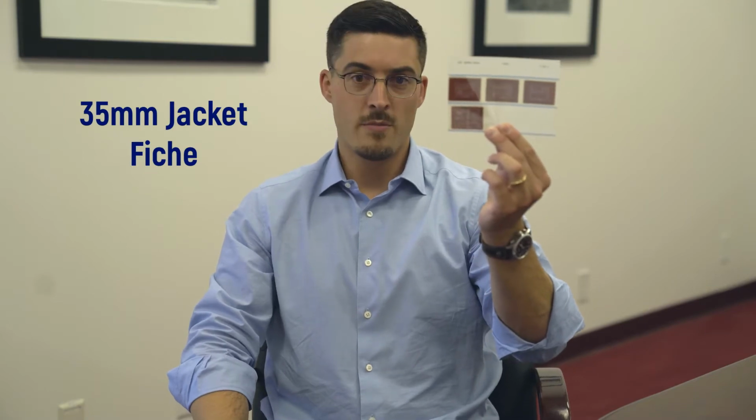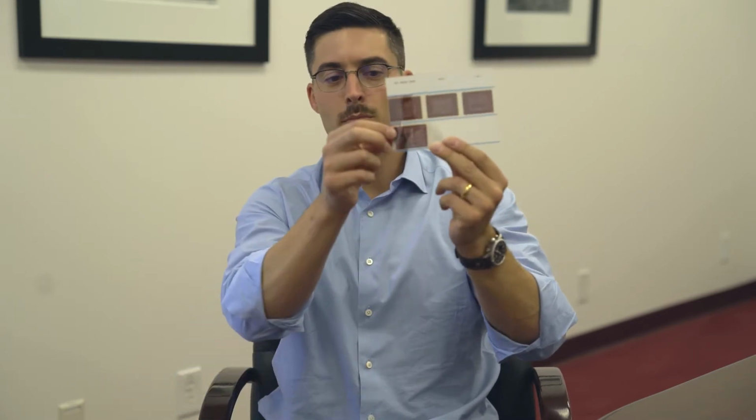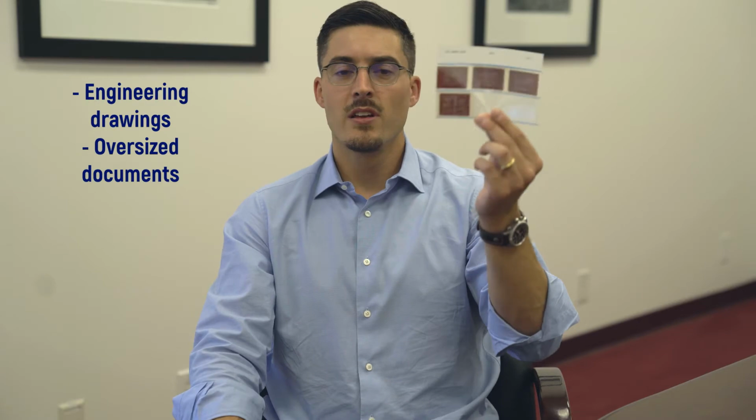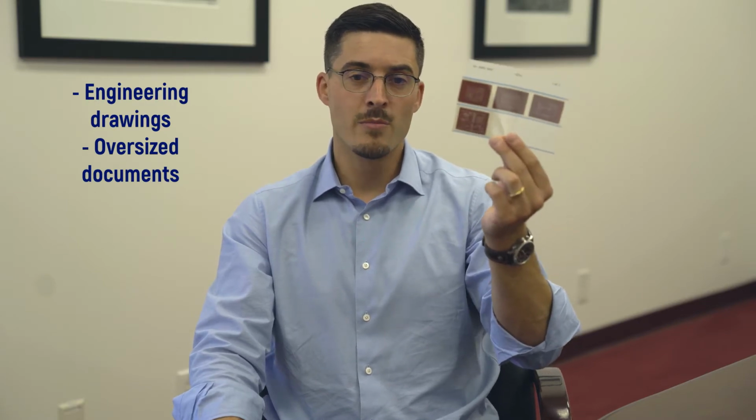What we have here is a 35mm jacket fiche. Similar to the 16mm, you will have those channels that you can put actual microfilm into. These are 35mm images. For things such as engineering drawings or oversized documents, they're usually filmed in a 35mm mode that goes into the 35mm jackets.